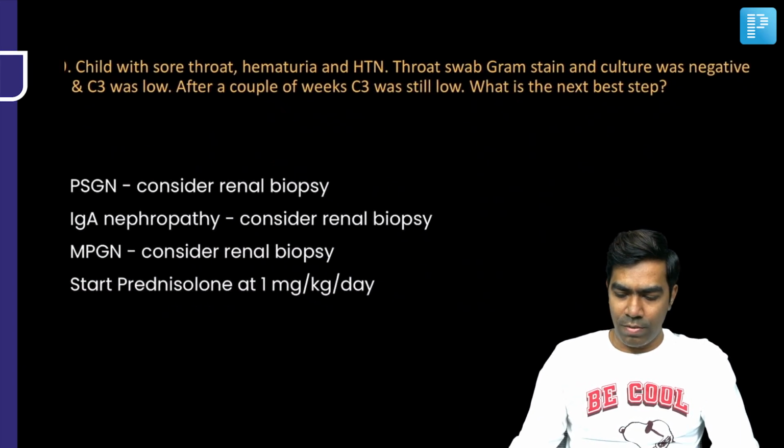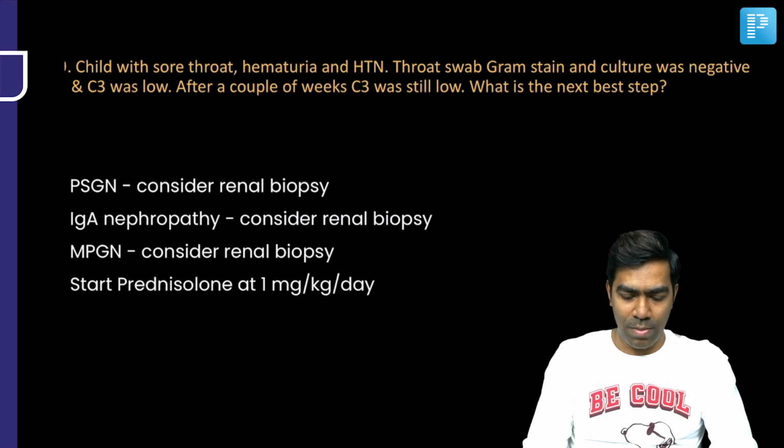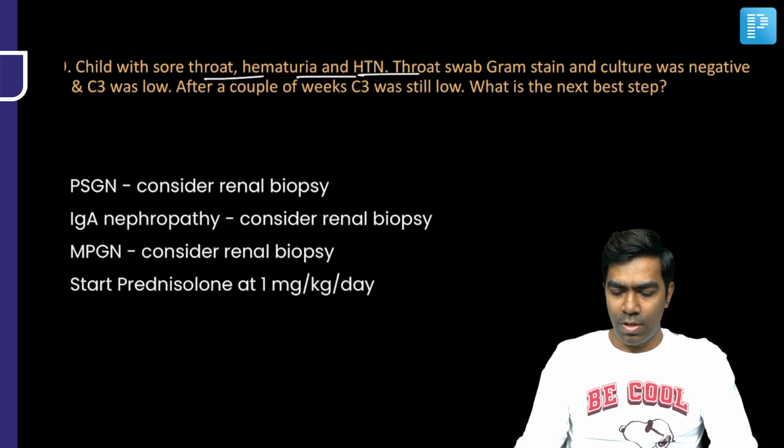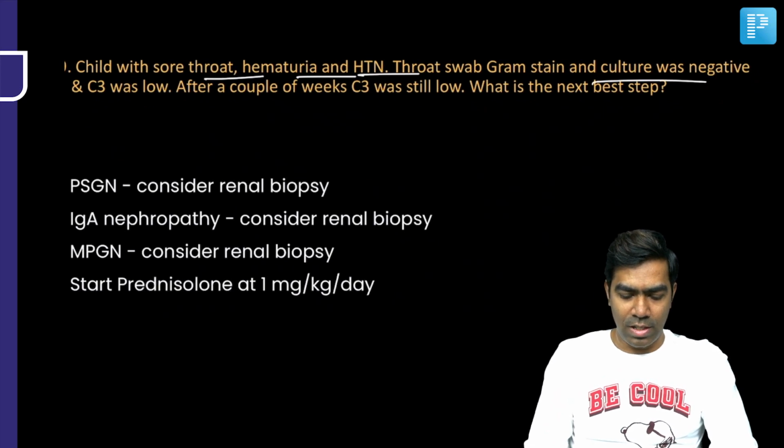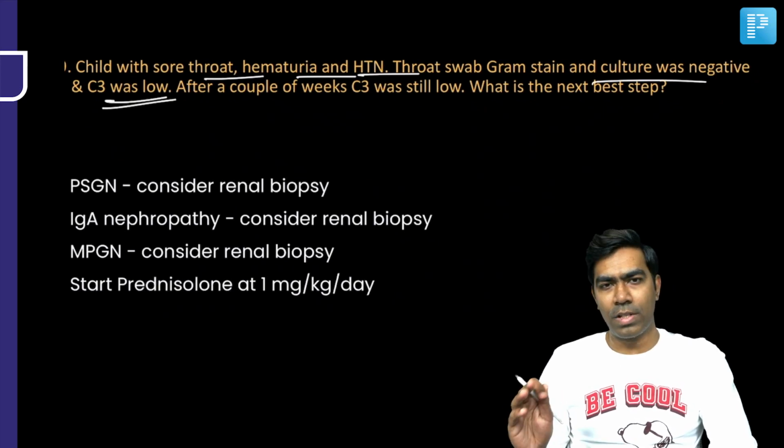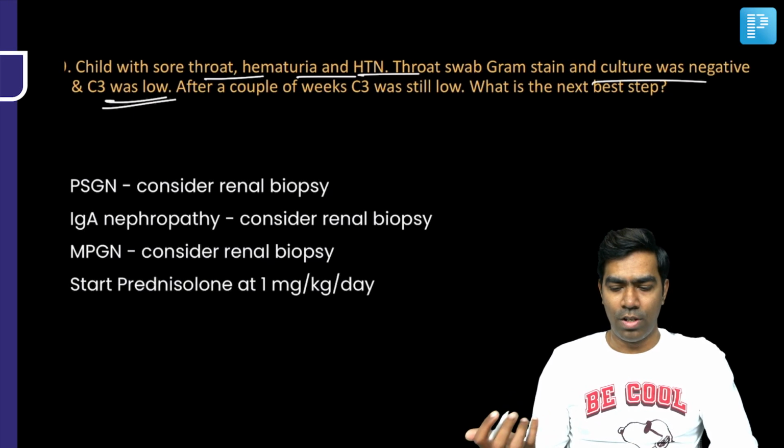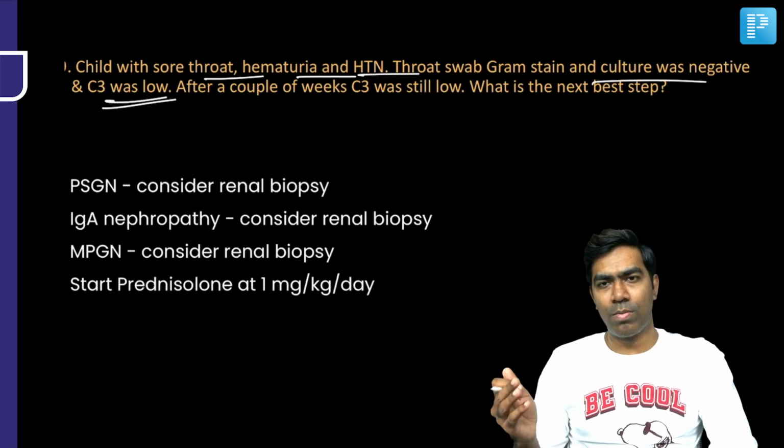And coming to question number 29, you have a young child, maybe around 10 years of age, with sore throat, hematuria and hypertension. Throat swab gram stain culture was negative and C3 was low. So this is a typical picture of a PSGN. So till then, the diagnosis will be a post-infectious glomerulonephritis.